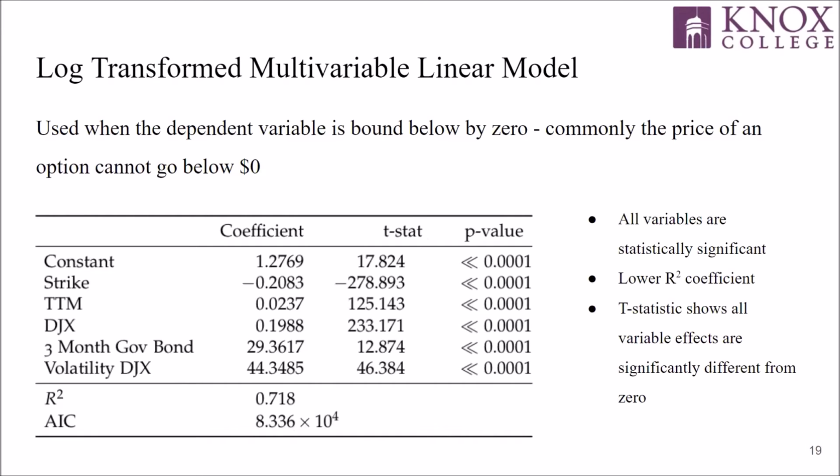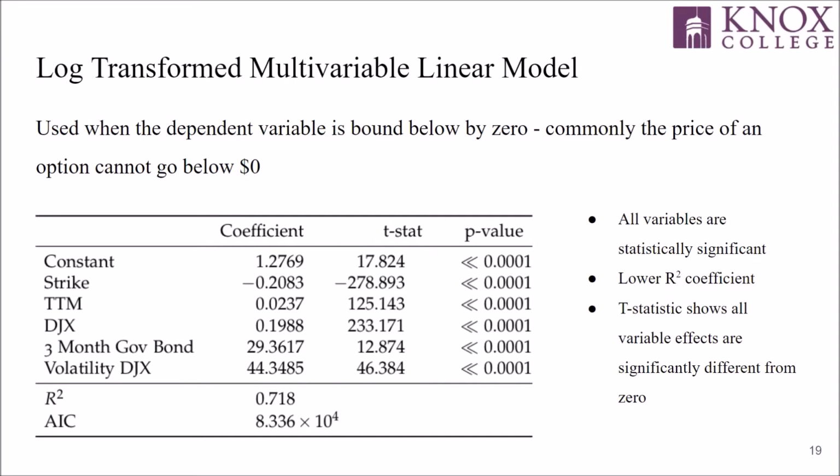Then we moved on to what's called a log transformed multivariable linear model. A log transformation can be used in a multivariable linear model only when the dependent variable is bound below by 0. Now, I talked about a case in my full research paper where option prices and futures prices actually weren't bound below by 0. But over the data set that we have in our modeling, the dependent variable was bound below by 0, and none of the option prices went below 0. So let's have a look at this model here.